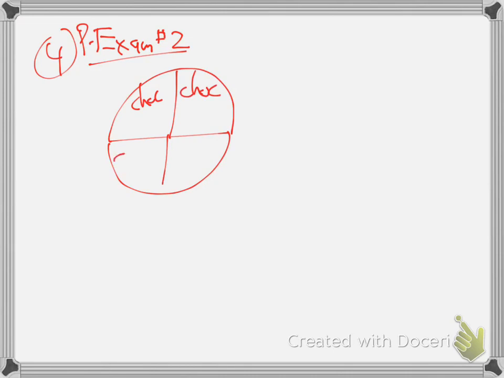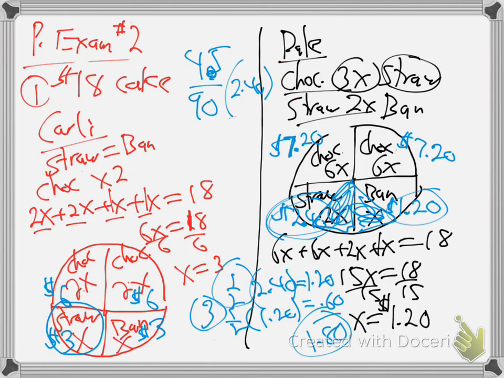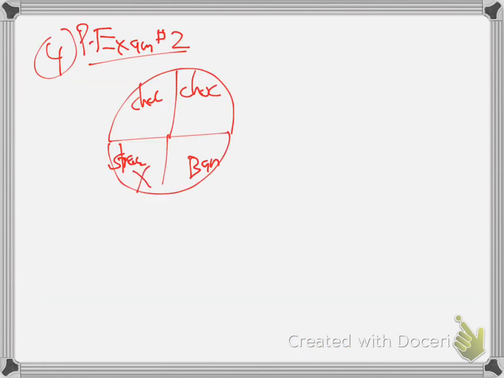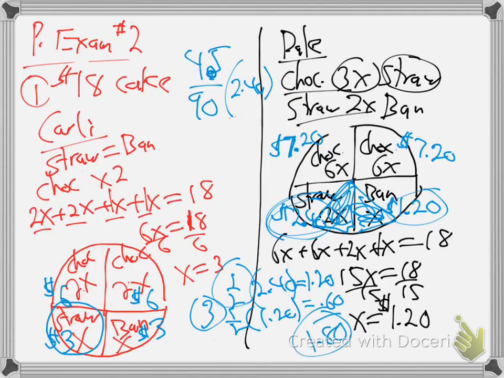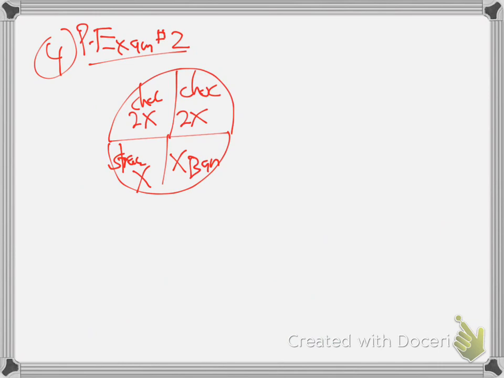Chocolate, strawberry, banana, right? And how does Carly feel? Let me go back over here. What were Carly's feelings again? I already forgot. x, 2x, 2x. Okay, so x, 2x, 2x, and we already found out the numbers on that. 6, 6, 3, 3. So we already found out that it was $3, $6, $6. So this is Carly. Question number 4 on practice exam 2. There it is.